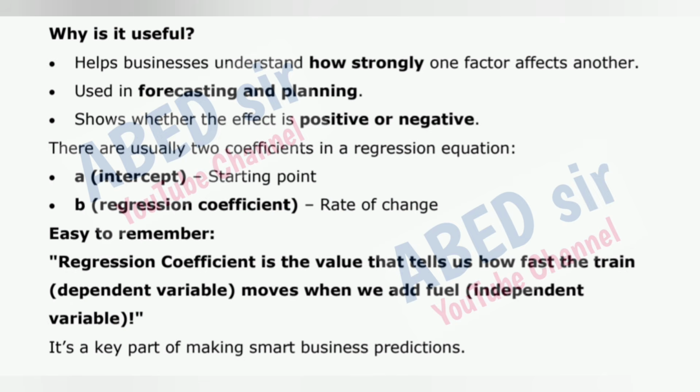There are usually two coefficients in a regression equation. A. Intercept, starting point. B. Regression coefficient, rate of change. Easy to remember. Regression coefficient is the value that tells us how fast the train, dependent variable, moves when we add fuel, independent variable. It's a key part of making smart business predictions.